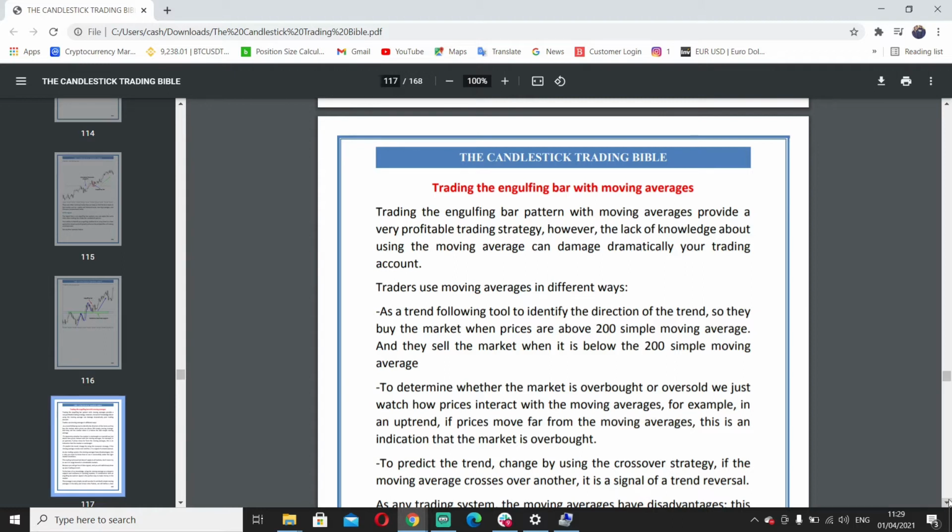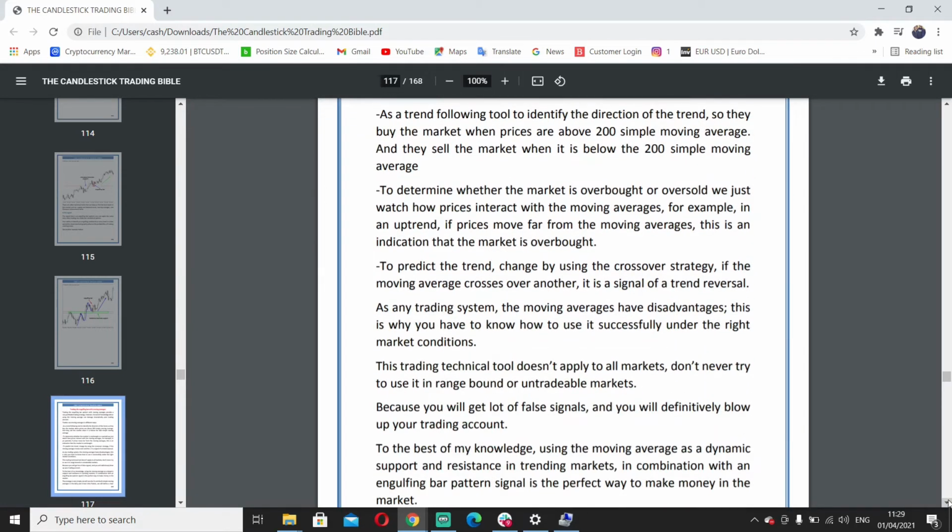For example, in an uptrend, if price moves far from the moving averages, this is an indication that the market is overbought. To predict the trend change, use the crossover strategy. If one moving average crosses over another, it is a signal of a trend reversal. As with any trading system, moving averages have disadvantages. This is why you have to know how to use them successfully under the right conditions. This trading tool doesn't apply to all markets. Don't ever try to use it in a range bound or untradable market, because you'll get a lot of false signals and you'll definitely blow your account.